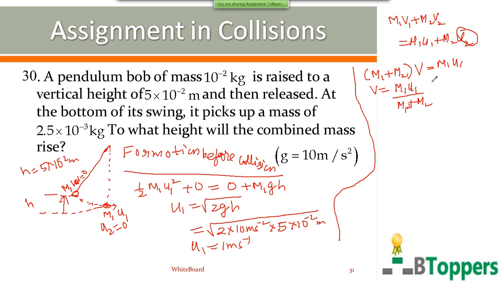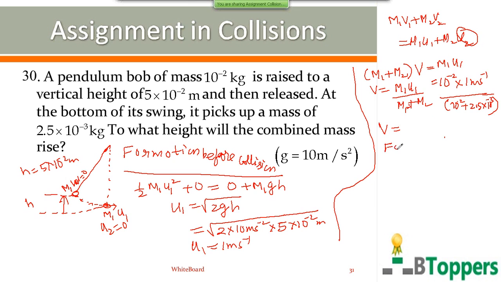You can substitute the values of m1 and m2 now. m1 equals 10^-2 kg, u1 is 1 meter per second. m1 plus m2 will be 10^-2 plus 2.5 × 10^-3. That you can write. Try to simplify this yourself.